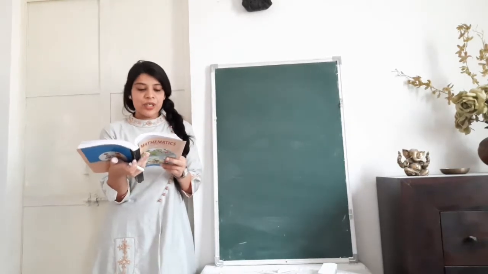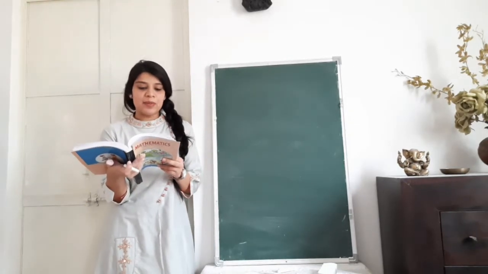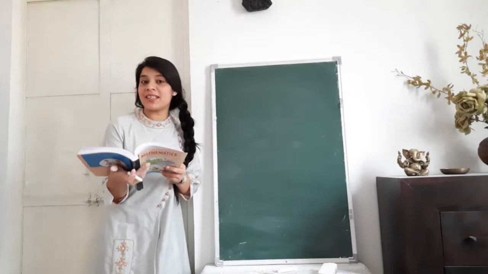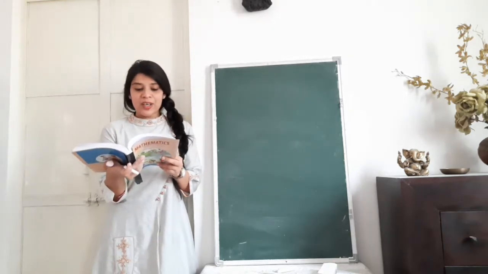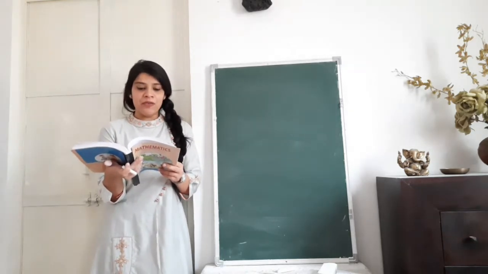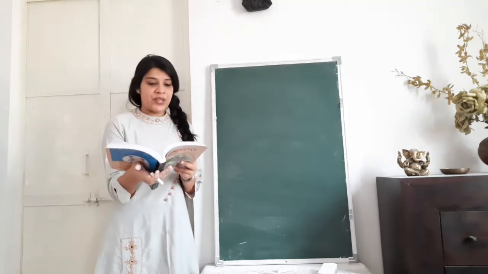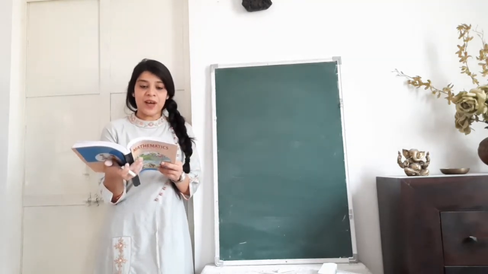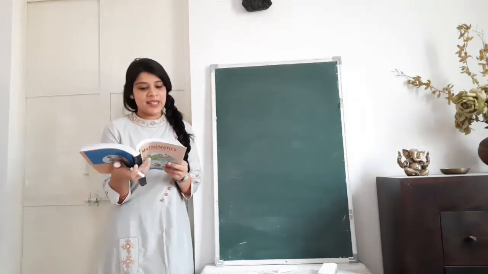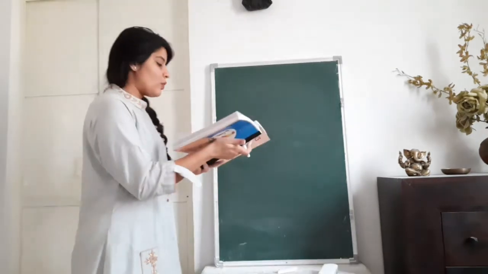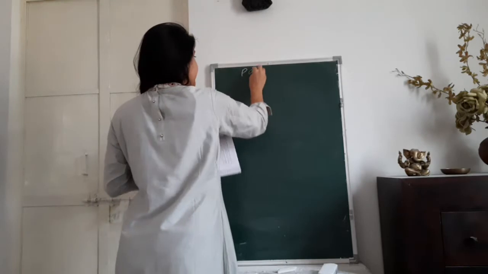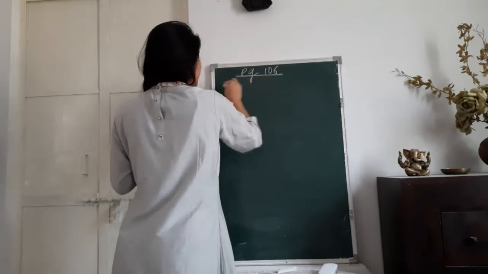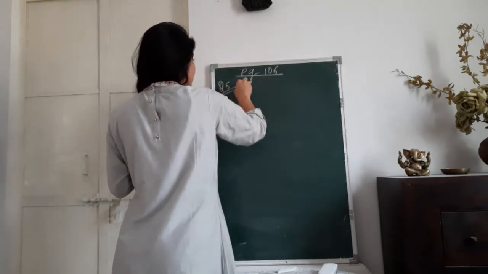In my last video of arithmetic progression, I explained up to question number 4 of exercise 5.2. Today we are going to start with question number 5 of the same exercise. So I will request you to go to page 106 of chapter 5, class 10 NCERT CBSE textbook. On page 106, question number 5.